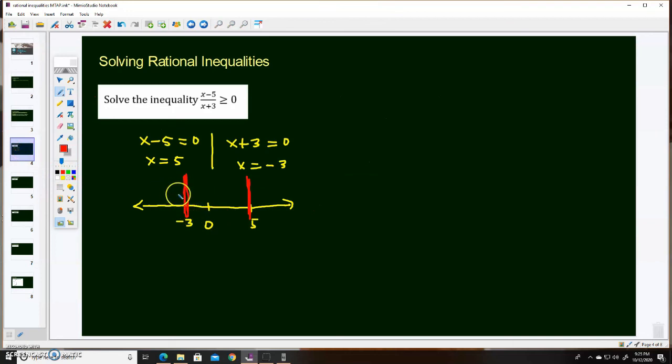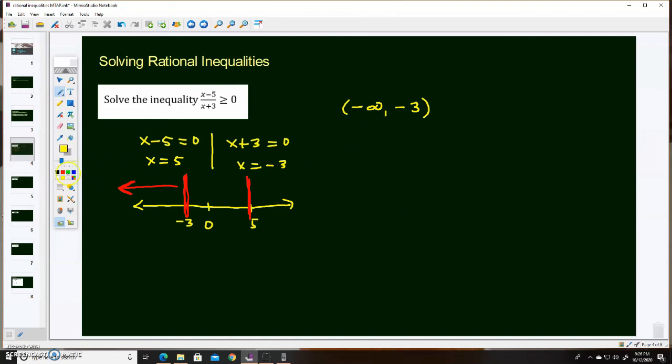The first region is all the values left of the first critical value, negative 3. In interval notation, that will be from negative infinity to negative 3. Although the inequality has an equal sign, greater than or equal, negative 3 cannot be the value of x because it will make the denominator 0. So we use a parenthesis, not a bracket. This means that negative 3 is excluded from our possible solution set.